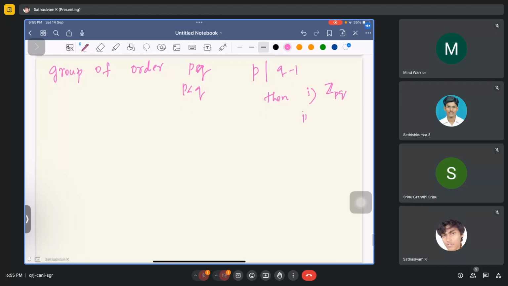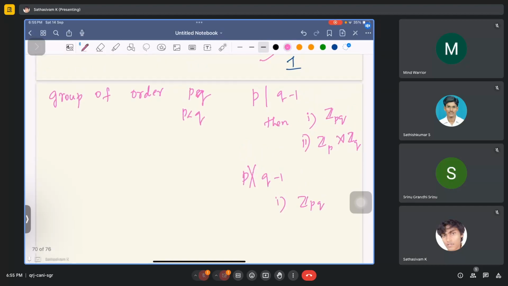Another one is basically this group, Z_P semi-direct product Z_Q. And if P does not divide Q minus 1, then the only possibility is Z_PQ. So there is a classification he is trying to use. He is using that. So this group is a non-abelian group.